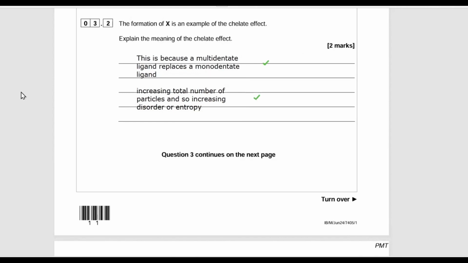Right, I'm going to write an equation. So once again, this is because multidentate ligand replaces the monodentate ligand, increasing the total number of particles and so forth, increasing the disorder or entropy. So we've got our molecule here. This is a hexaaqua, meaning 6 water, iron 3 ion. Okay, so hexaaqua iron 3 ion, and that reacts with our 3 ethane-dioate ions.